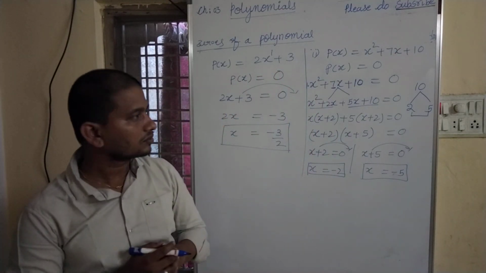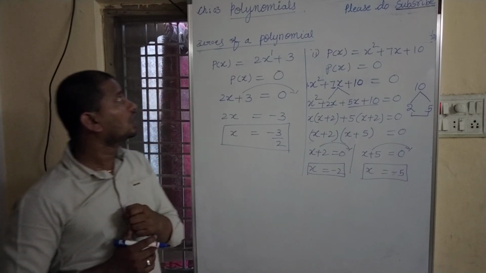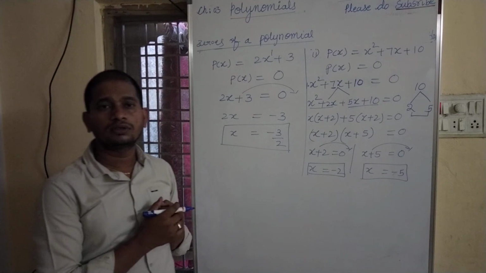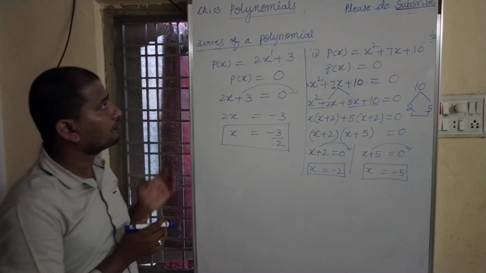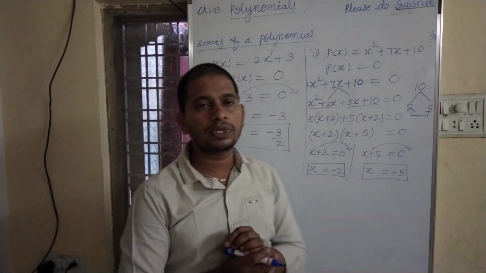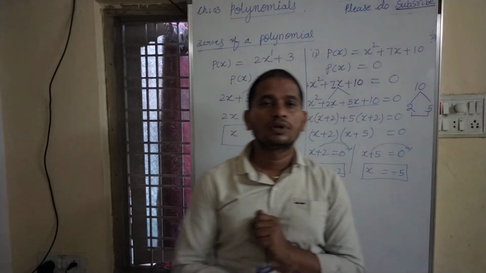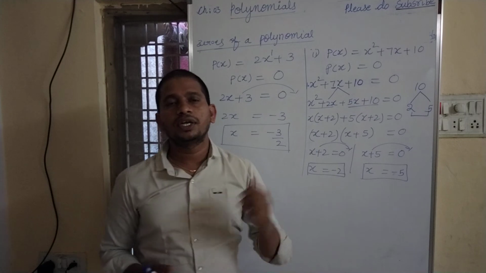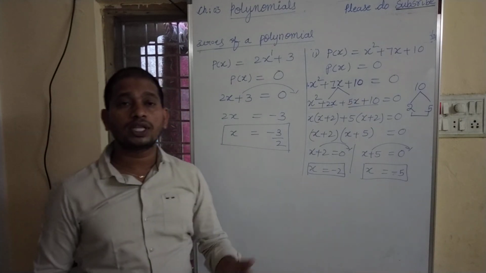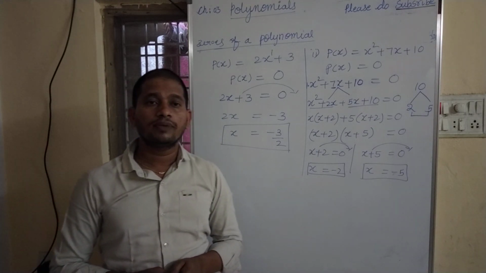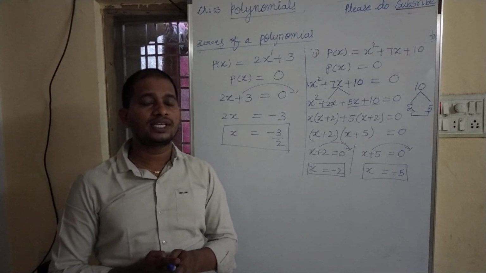Got it? So this is about zeros of a polynomial. This is our introduction to the chapter named polynomials. Once you understand the introduction properly, then we can go with the exercise. I hope you all understood today's session.